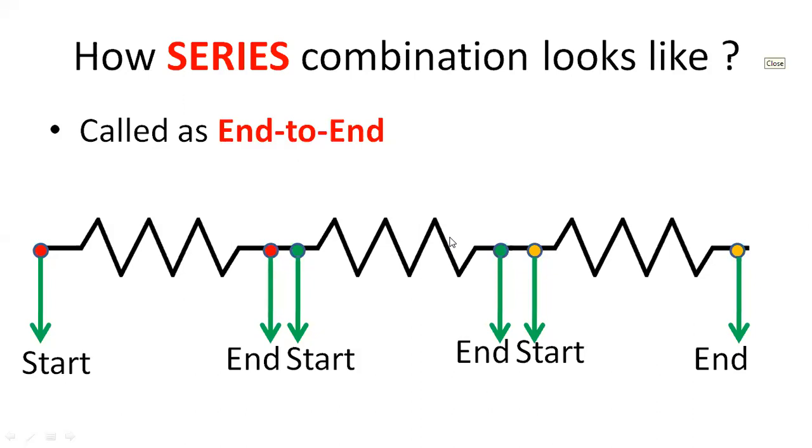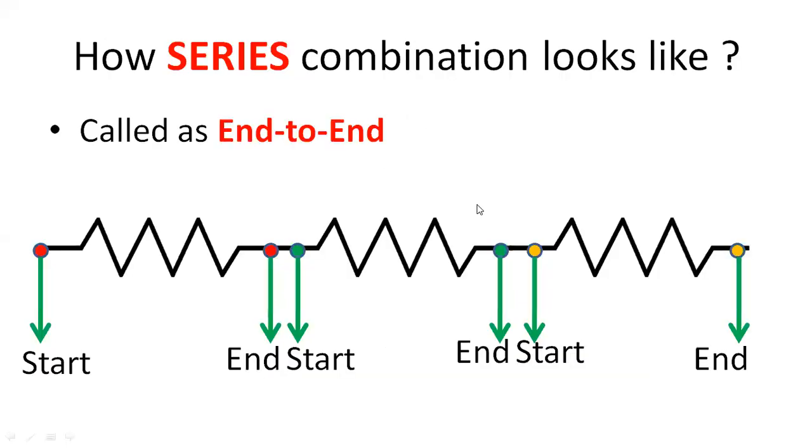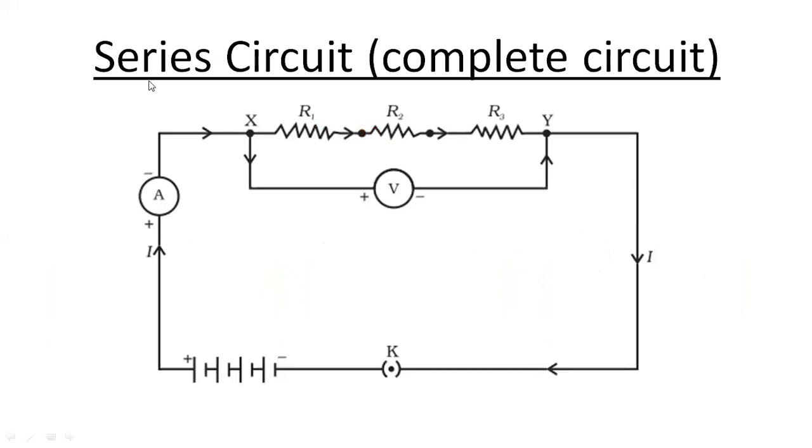Okay, so let us begin with the next point now. Second point is about how the series circuit looks like, means in reality. This is just the pictorial diagram, right? It is without battery, it is without ammeter, voltmeter, nothing has been connected to them. But in an actual circuit, how it looks like is this one.